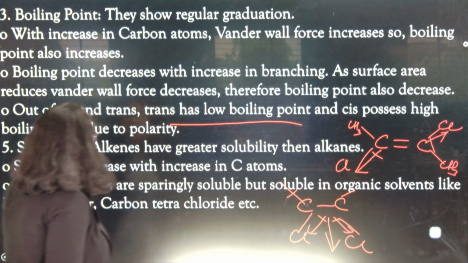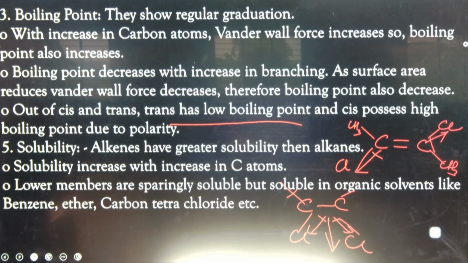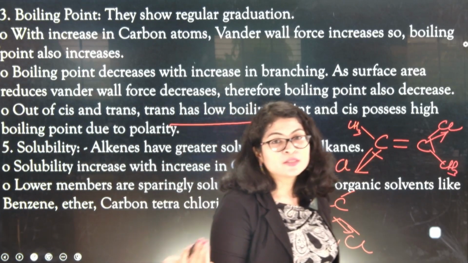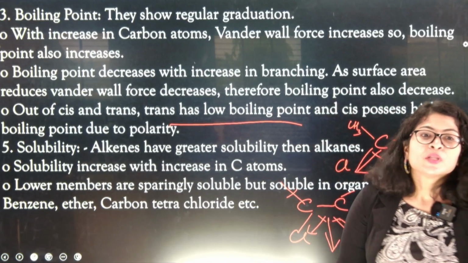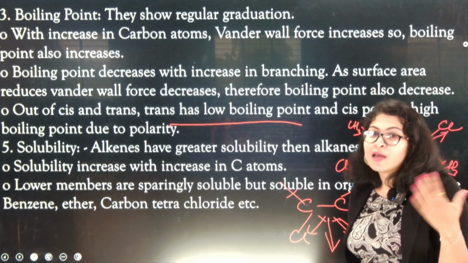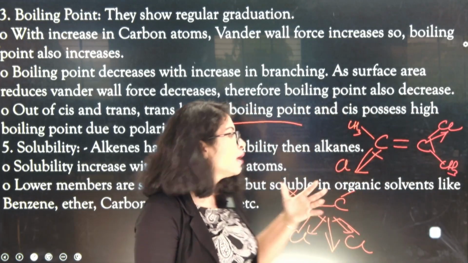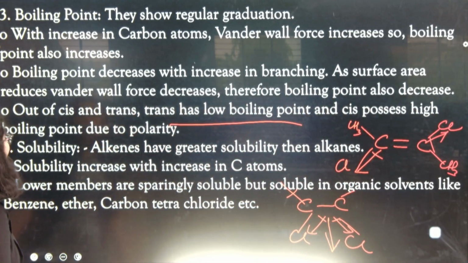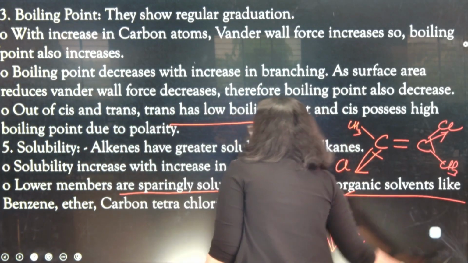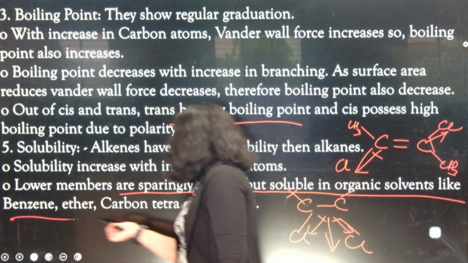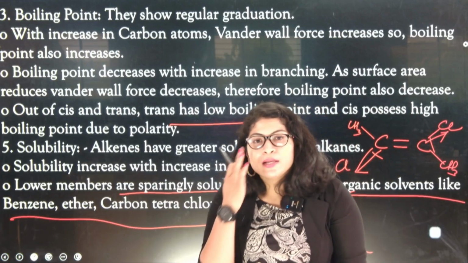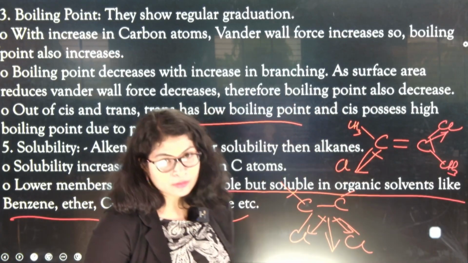Now if I see solubility, alkenes have greater solubility than alkanes because again a certain degree of polarity arises due to the pi electron clouds. Lower members are sparingly soluble, but as the members increase, the polarity value increases and they gradually become more soluble. Lower members are sparingly soluble in water, but soluble in organic solvents like benzene, ether, carbon tetrachloride, etc. So those insoluble in water will be highly soluble in non-polar solvents.